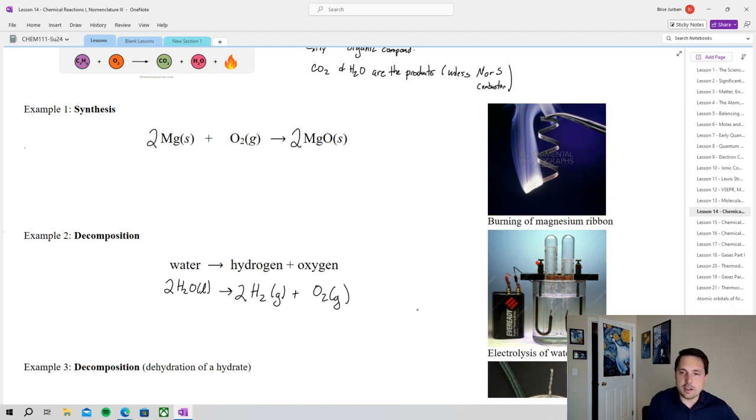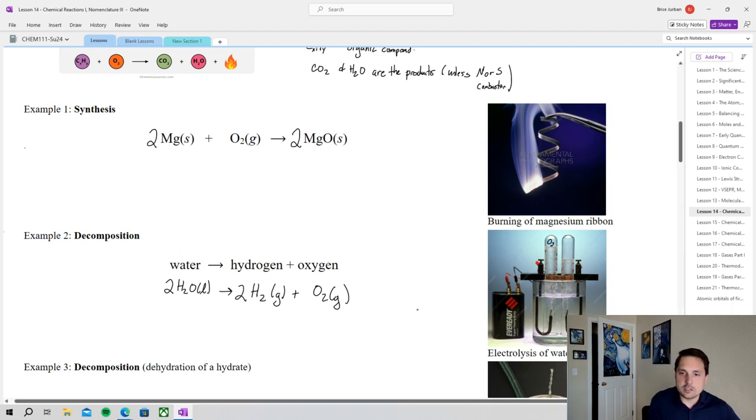And when we look at this diagram on the right, we can see that one of the tubes of gas is smaller than the other. That's because this here is the oxygen that's being produced. And then here's the hydrogen that's being produced.